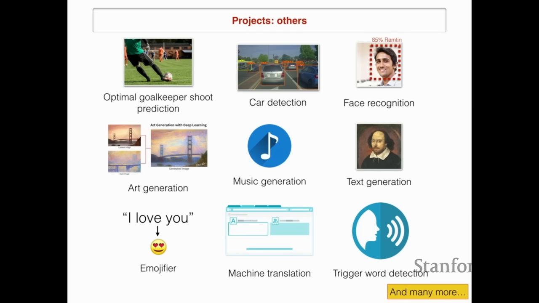Emojify. You all have smartphones, and I guess you notice that when you write a sentence on your smartphone, it usually tells you what you should put next, and sometimes it's an emoji. You're going to do this part. You're going to implement the algorithm that takes an input sentence and tells you what's the emoji that should come after it. Machine translation is one of the applications that has been performing tremendously well with deep learning.